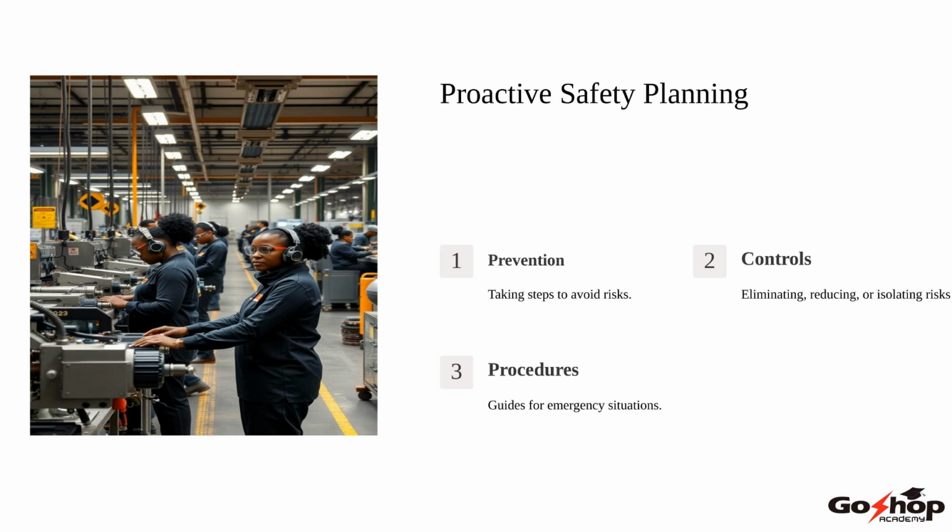Controls are measures taken to manage identified risks. These include eliminating hazards where possible, reducing their impact or likelihood of occurrence, and isolating risks through barriers or protocols. Finally, procedures act as a guide for responding to emergencies. They include incident protocols, evacuation drills, first aid training, and the use of PPE to ensure worker safety.